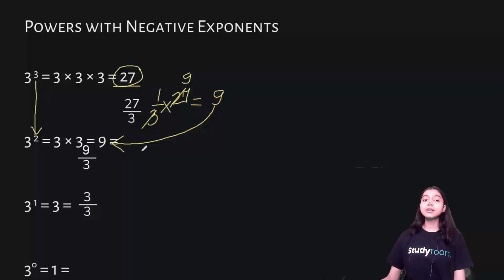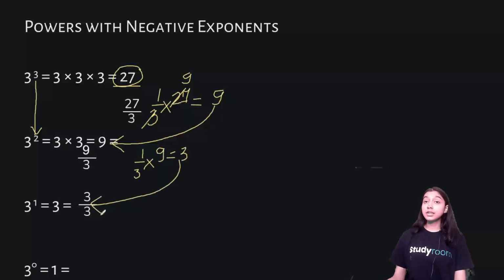Similarly, in this case, if I take 1/3 of 9, I get 3. And 3 is the answer of the next exponent. So as the value of the exponent is decreasing by 1, the answer is becoming 1/3 of the previous exponent.